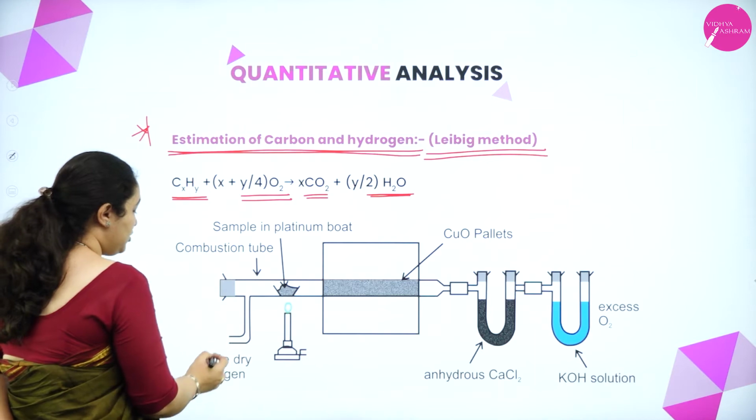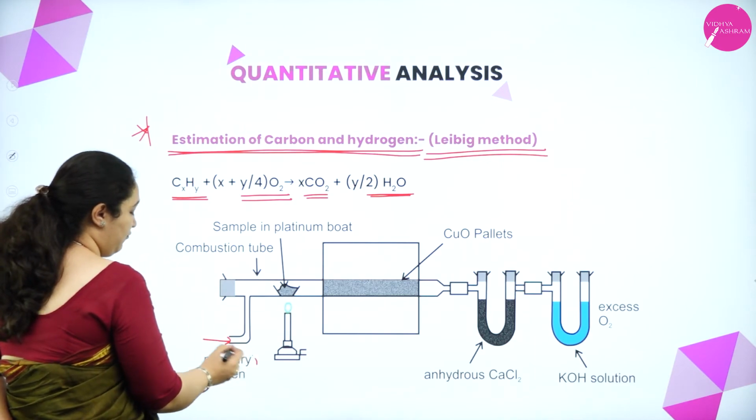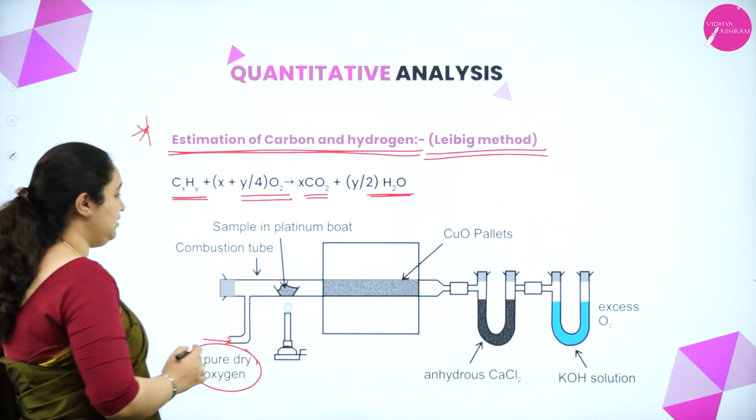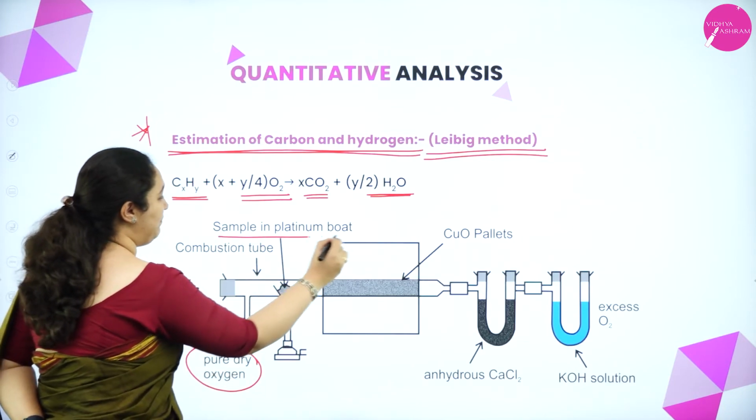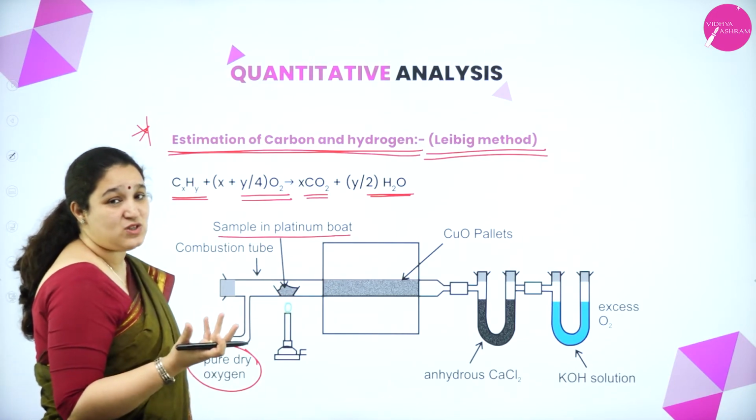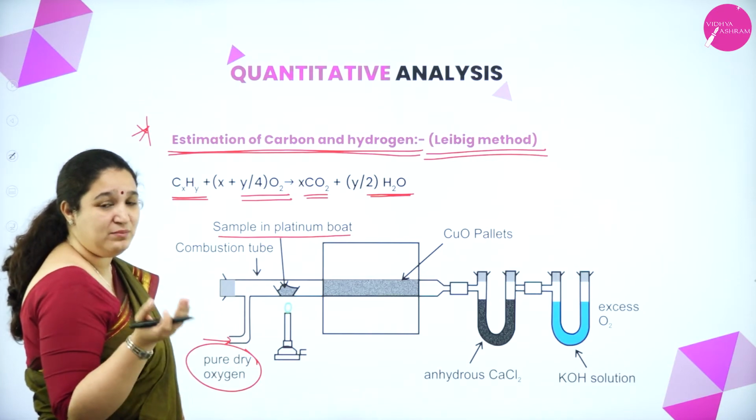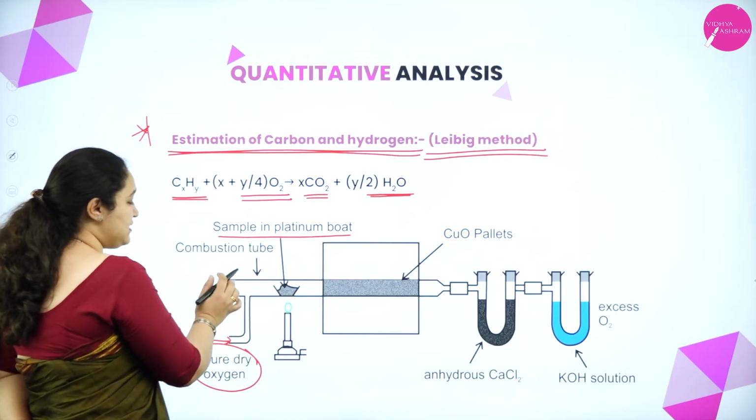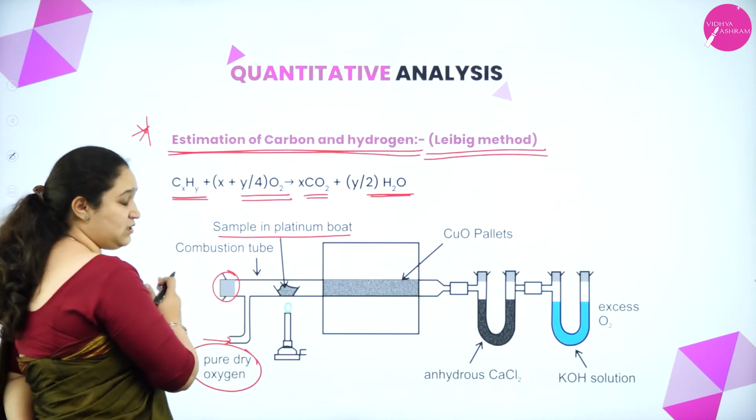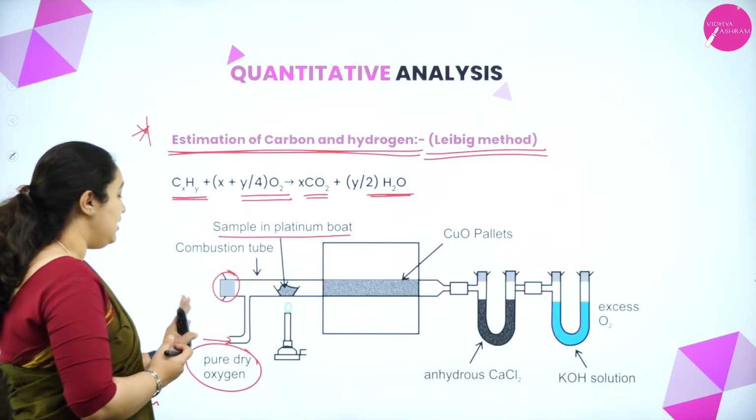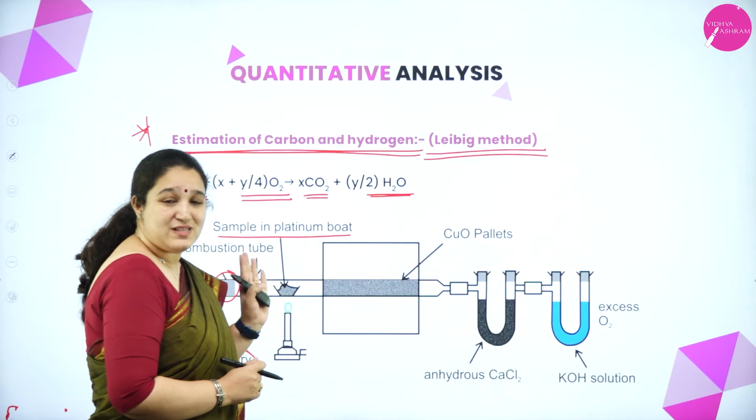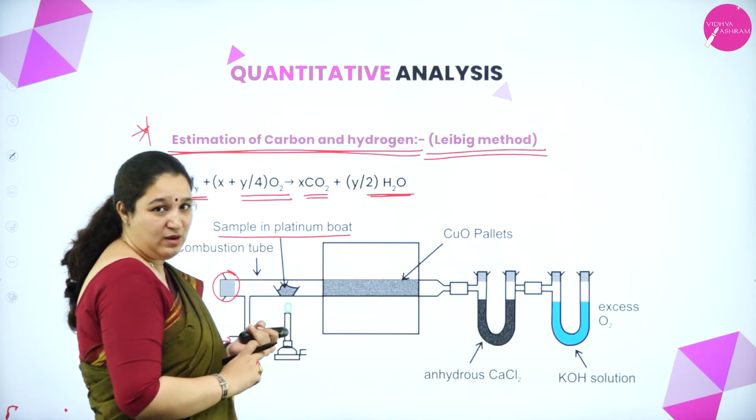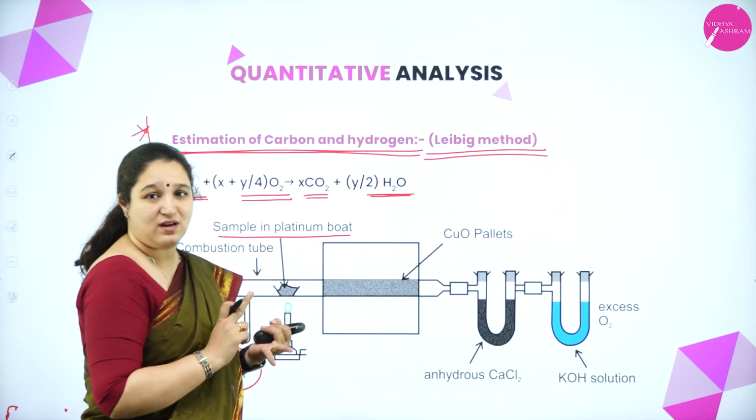Here in the combustion tube, one end or opening is there for pure dry oxygen. I am passing pure dry oxygen, and here in the platinum boat the sample is taken. Platinum, because platinum does not react with oxygen, that's why we are using platinum container, okay, in which my organic compound sample is taken, and in this end it is sealed. It is sealed so that the oxygen will not pass outside from this end. So now, when the organic compound is heated with oxygen, what will happen? Whatever carbon is there gets converted to carbon dioxide, and whatever hydrogen is there gets converted to water.